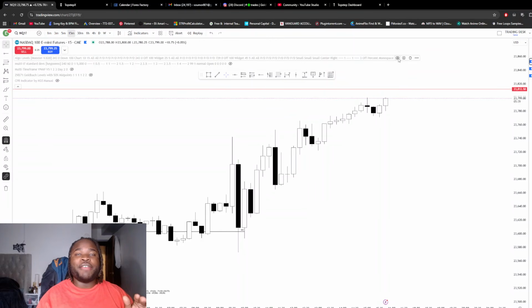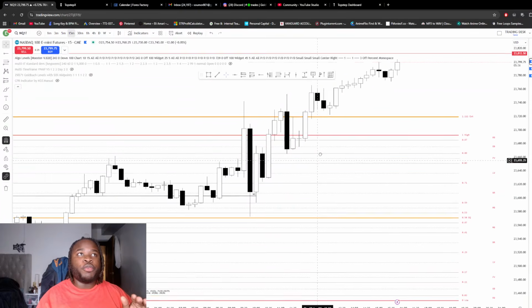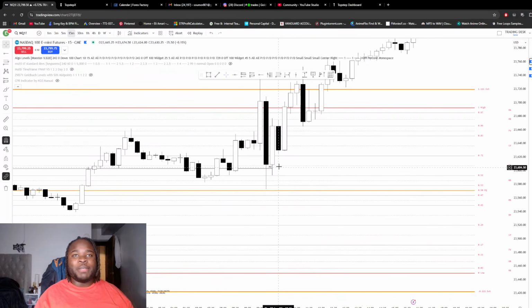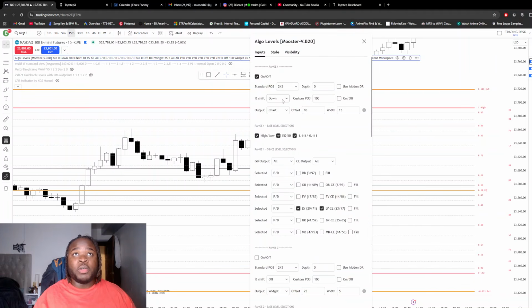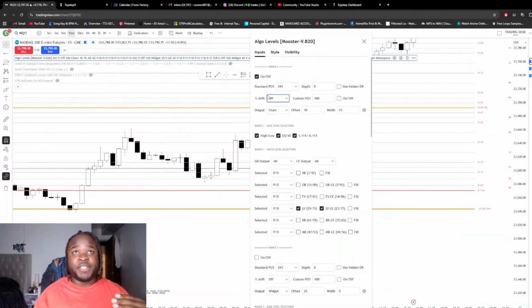Another question that I get frequently is about the levels: why sometimes my levels look different from your levels. The only thing that I do different is that I shift the indicator sometimes. That's the only thing that I do different. For this indicator, there's a half shift option. So sometimes in my videos, you will see that I'm half shifting it either down or up.